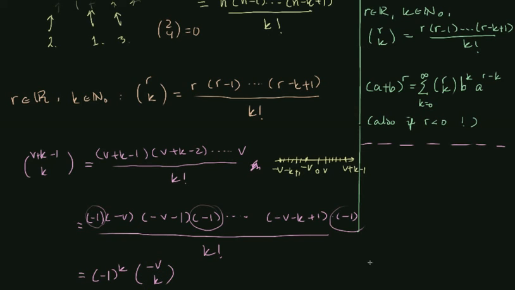So we'll also write this down because this will be a useful result for later. So v plus k minus 1 choose k can be written as minus 1 to the k multiplied by minus v choose k. Okay, I think that was enough for now.